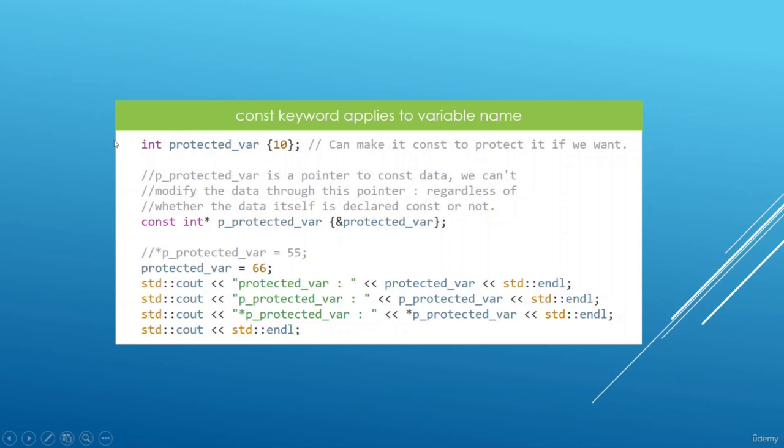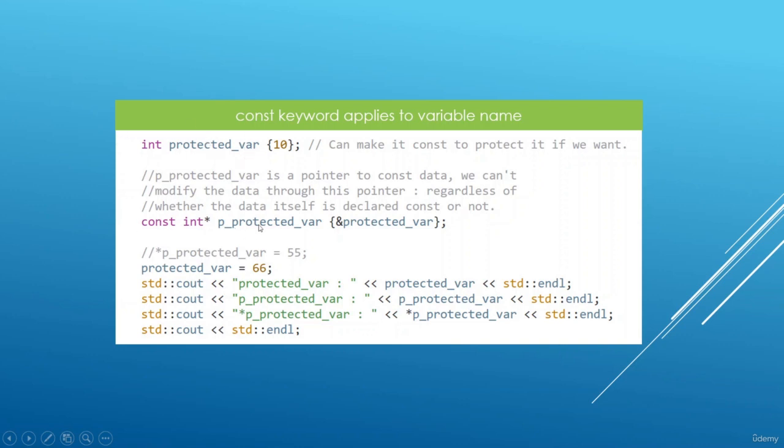It is an integer, it's not const, so we can change the value inside. And we set up another variable, which is a pointer, and it's going to point to this protected variable. So we can't go through this pointer to change this variable because this is a const pointer. But the constness of this pointer has nothing to do with the constness of this protected variable here. They are two separate things.